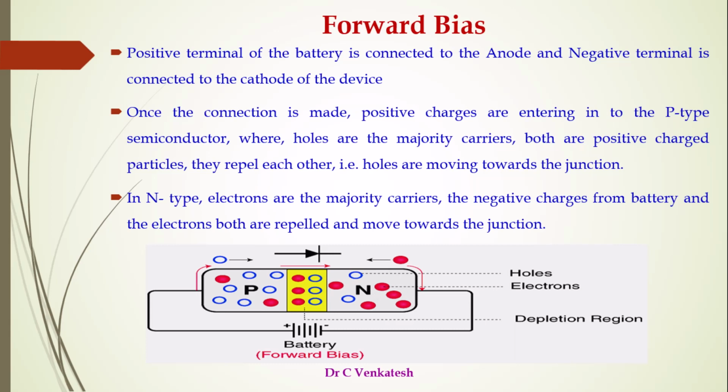Once the connection is made, positive charges are entering into the P-type semiconductor. The holes are the majority carriers in the P-type semiconductor. Both are positive charged particles. They repel each other. That is, holes are moving towards the junction. Similarly, in N-type, electrons are the majority carriers. The negative charges from the battery and the electrons both are repelled and move towards the junction.